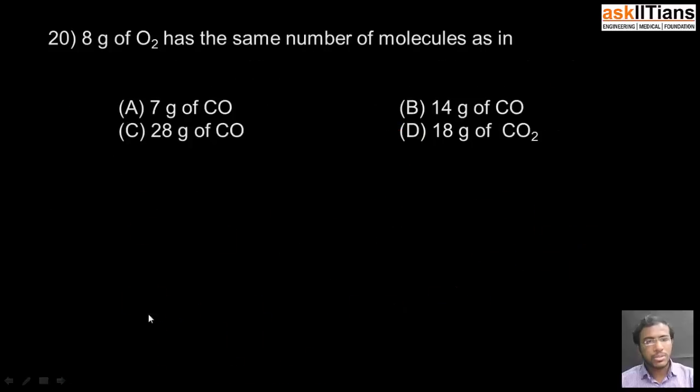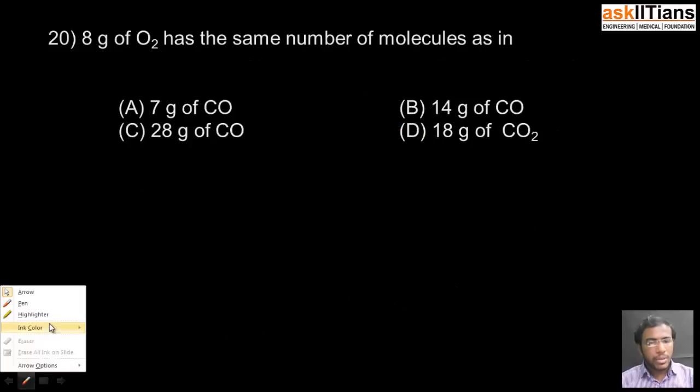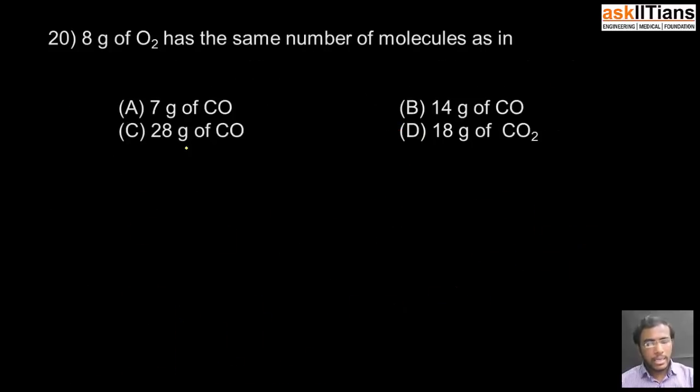Okay, so move to question number 20. What is question number 20? 8 grams of O2 has the same number of molecules as in. Okay, so number of molecules. First calculate the number of moles. So 8 grams of oxygen is how many moles? 8 by 32, that is equal to 1 by 4 mole.